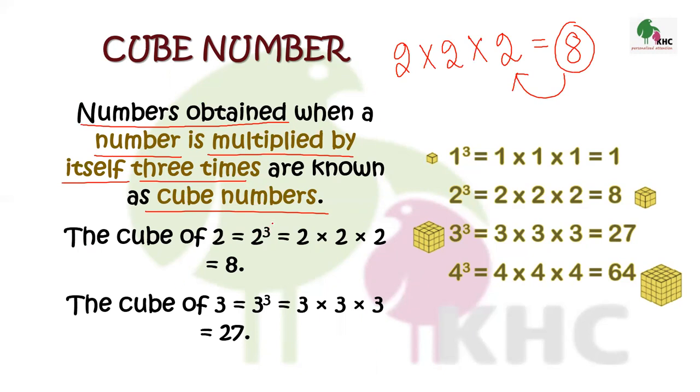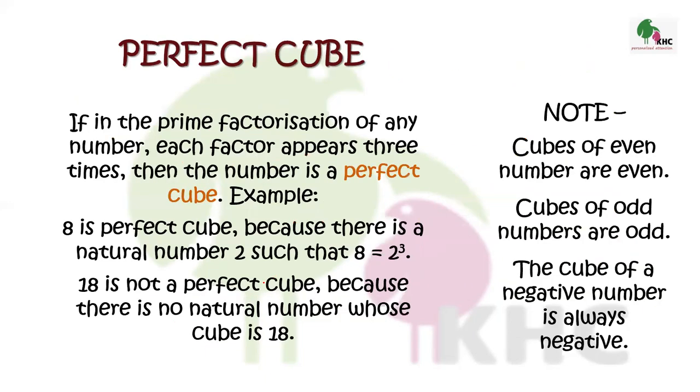In short, we write it in powers as 2 to the power 3, which is actually read as 2 cube. So similarly, the cube of 3 is 3 cube, which is 3 times 3 times 3. The value is 27. So 27 is the cube of 3. 8 is the cube of 2. Okay. So these are cube numbers.